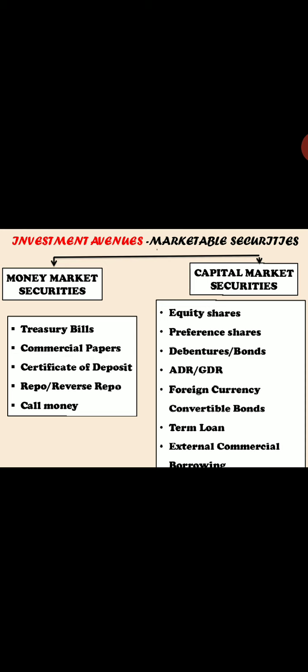Since these financial instruments have a short term maturity, of course it ensures the factor called liquidity. Now what does liquidity talk about? How easily you can convert your assets into cash, how easily you can convert your investment into cash, how easily you can sell it and get the cash. That's what money market securities focus towards.